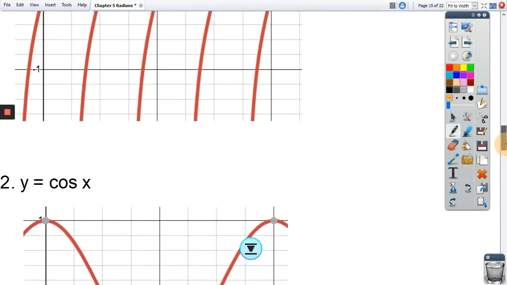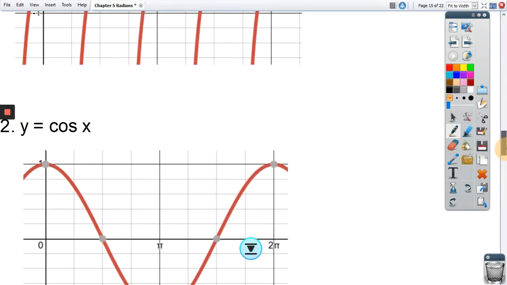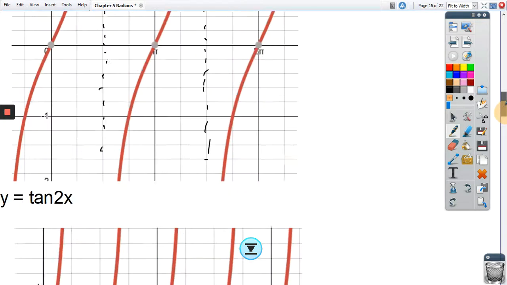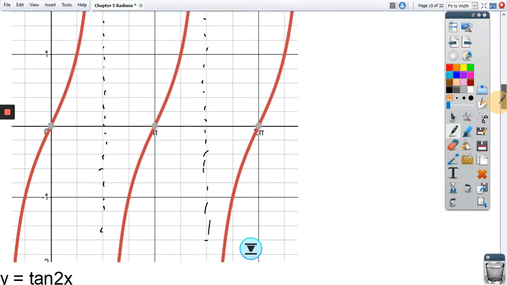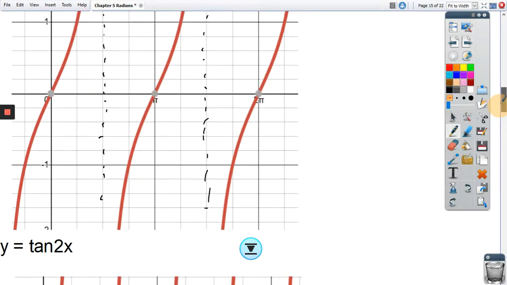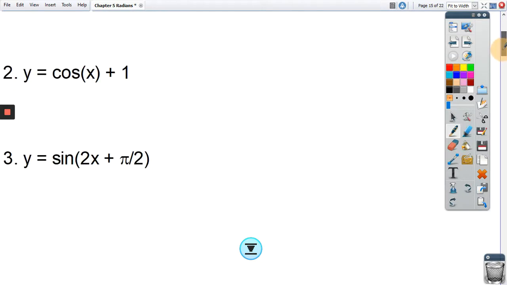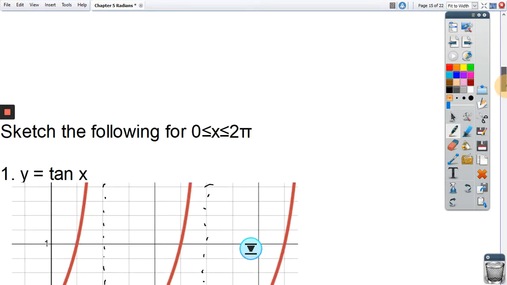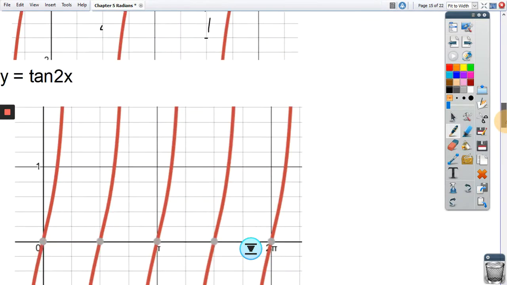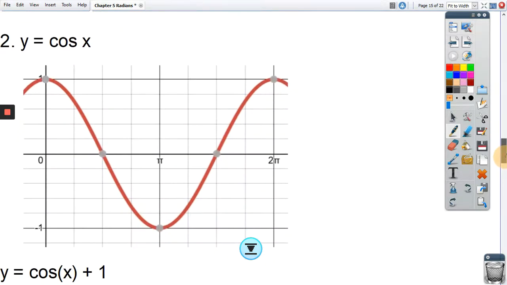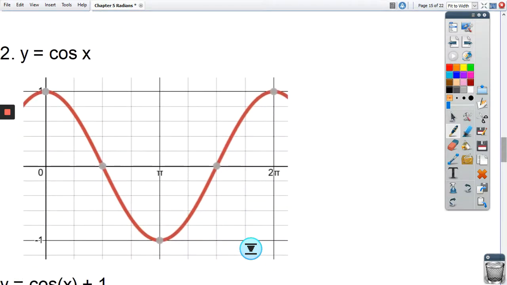Okay, now let's move on to number 2. In number 2, we are going to do, let's just take it back up to here, cos x plus 1. So we need to sketch out the graph of cos x. And if you did that, you get something that looks like that.